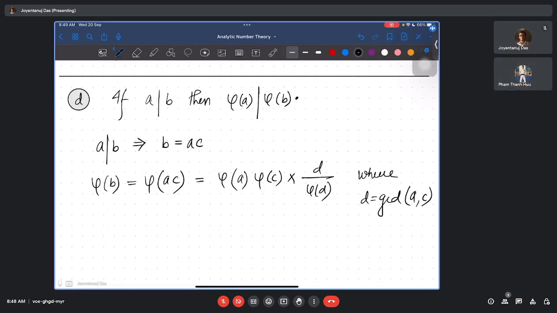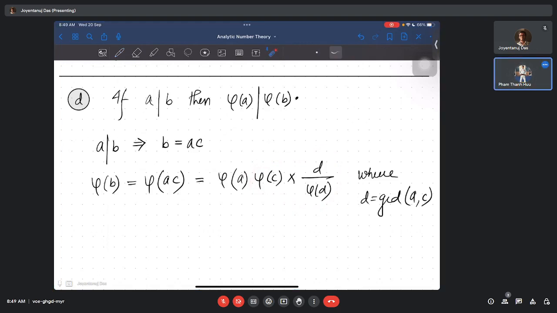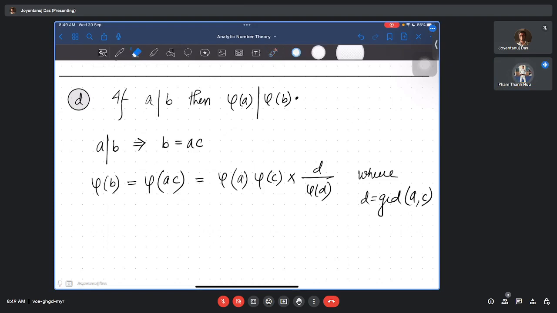So how do we get this? We have to prove that this part is an integer, right? We check that it is an integer. How will you prove that? Phi of c, phi of d, and d.